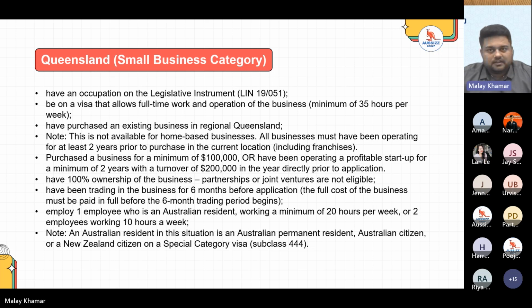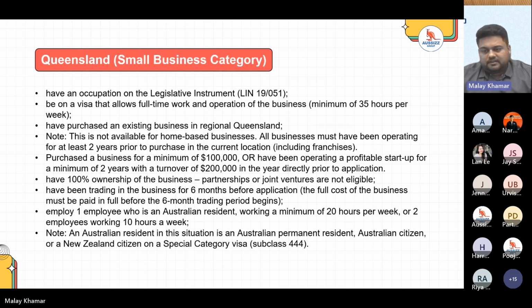So even if you are starting up your own business, this is a very good opportunity to apply under the small business category. If you don't have a job in your field, or your study doesn't lead to PR, this option is the best for you, where you can get direct PR, which is the 491 visa. While living and working in a regional area, you can apply for permanent residency in Australia.